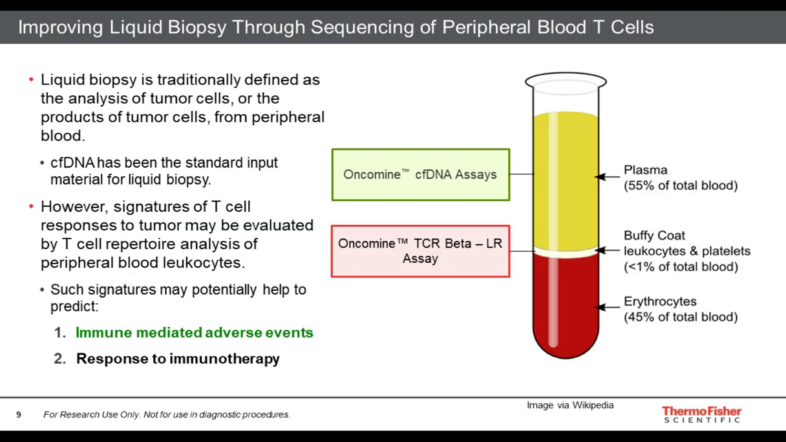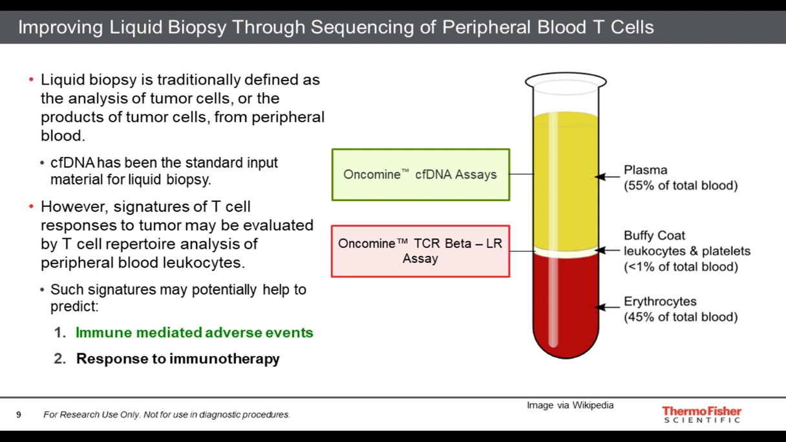So the TCR-beta assay can also be viewed as another kind of solution for liquid biopsies. The term liquid biopsy typically refers to the analysis of tumor cells or their products from peripheral fluids such as blood or urine. And to date, the most common liquid biopsy application has been the study of cell-free DNA in peripheral blood. The diagram on the right highlights the results of centrifugation of peripheral blood. This separates the sample into plasma, buffy coat, and erythrocytes.